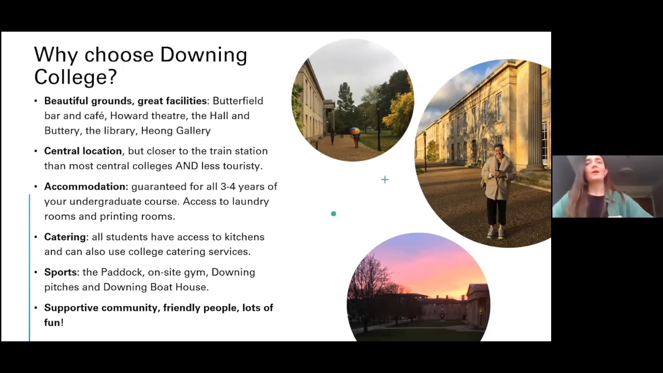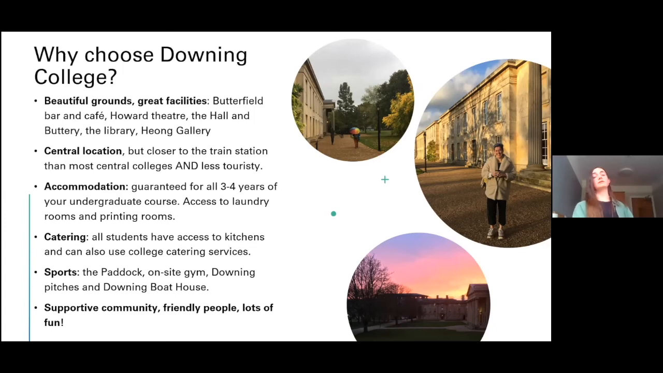So a few other reasons why I think that you should pick Downing. We have excellent accommodation, and it's guaranteed for all 3 to 4 years of your undergraduate course, and that is not a guarantee in all colleges. So it's just really nice to have no stress. You're not worrying in first year about finding a house in your second year to live in. That stress is just taken away, which is really great.